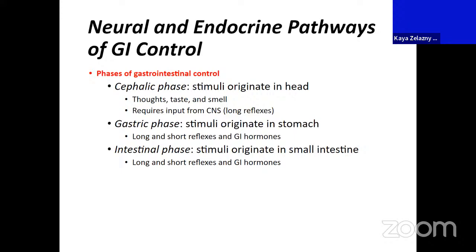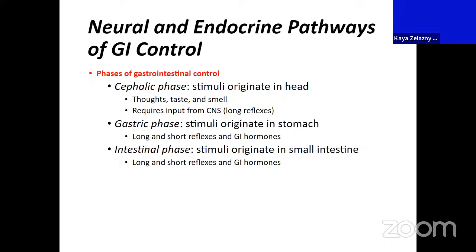And then as we pass out the pyloric sphincter into the duodenum and the small intestine, we're going to see that we have some additional fiddling with the levels of our various GI hormones and secretions by signals that are being sent by the intestines themselves.